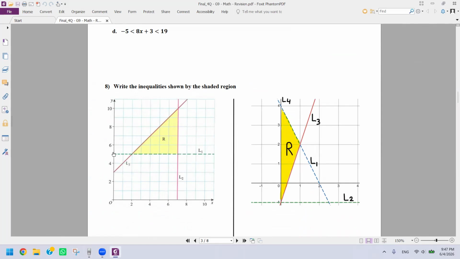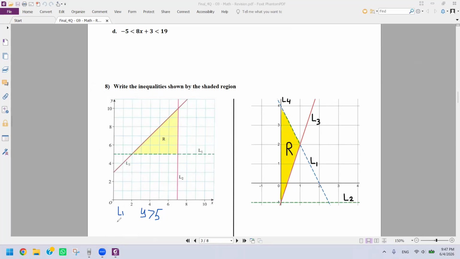So this is y, and it's 5. Now, where's the region? Is it more than 5 or less than 5? Obviously, it's more than 5. So what do I write? For L1, y is greater than 5. Because the line is dashed, it means there's no equal sign. And it's more than 5. Y is greater than 5.